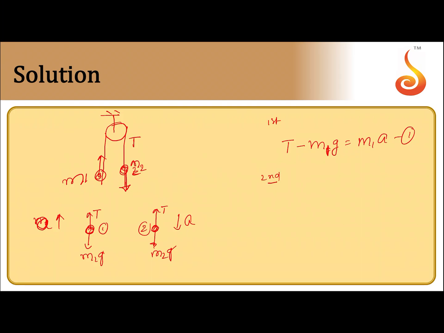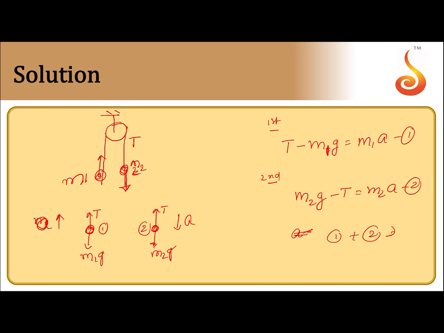While for the second, what is our equation? Our equation must be m2g minus T is equal to m2a. That's our equation number 2. So if I simplify it further, what do I get? You can simplify it further here, we can add equation 1 and equation 2, 1 plus 2. What is that 1 plus 2?